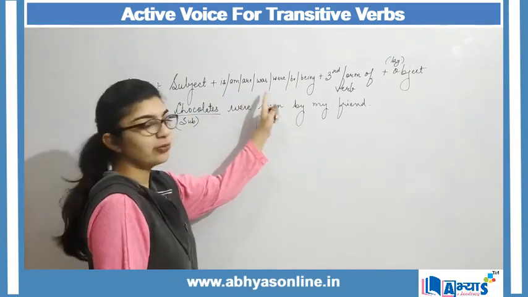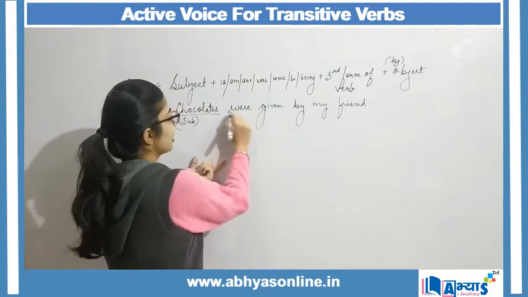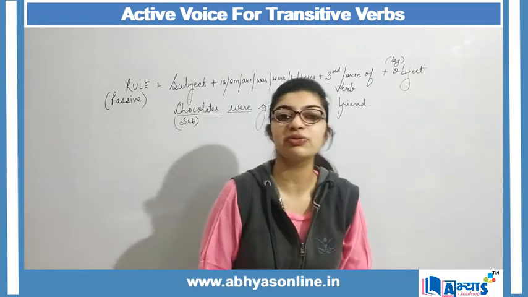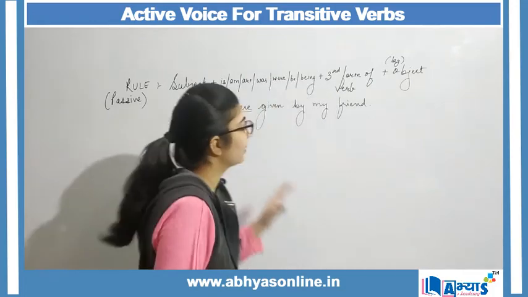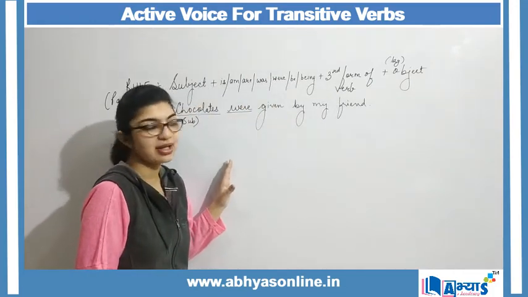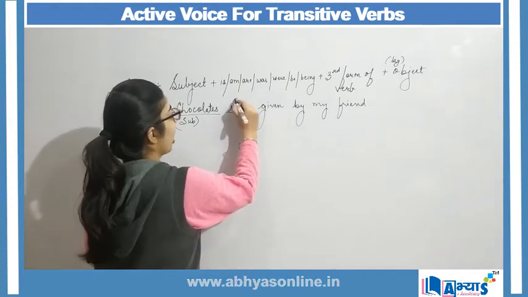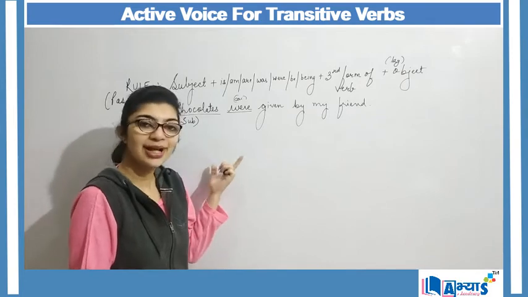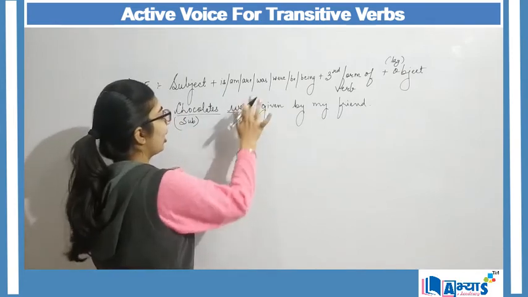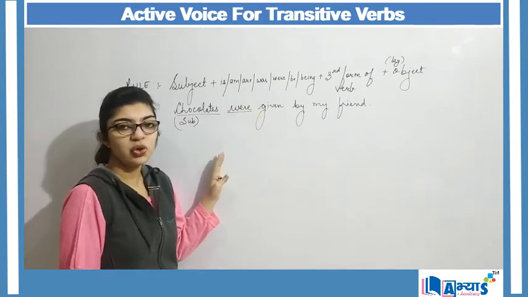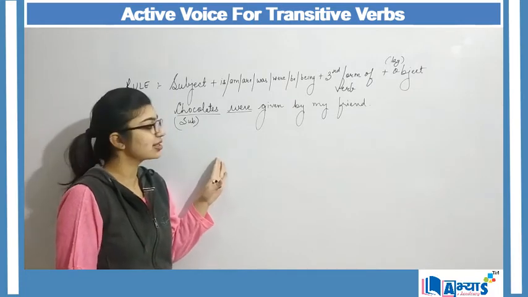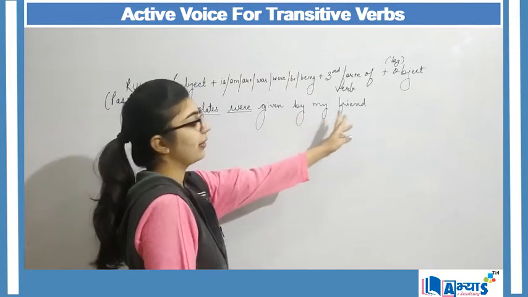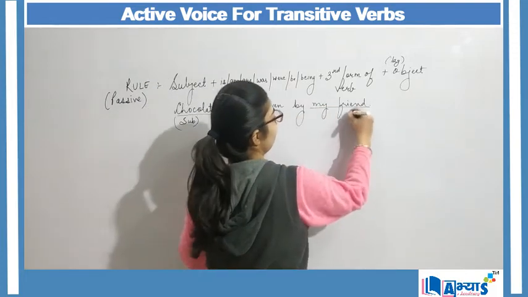Out of is, am, were, if there is a helping verb were, then I know that were is used for past tense, which means that my sentence is in past tense. If I say chocolates are given, which means that this is my present tense, but instead of are I am using were, so I am sure that the sentence is in past tense. Given, the third form of give, is given. By my friend, my friend over here is the object.